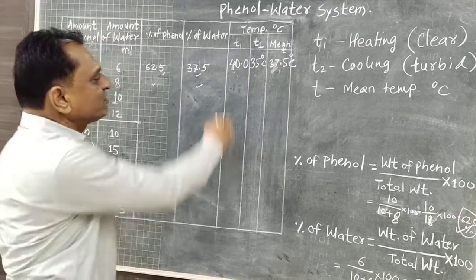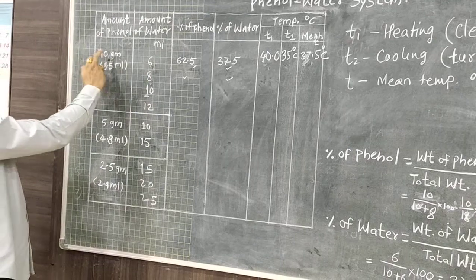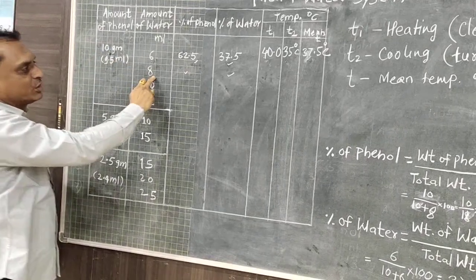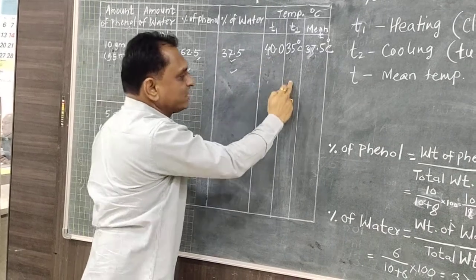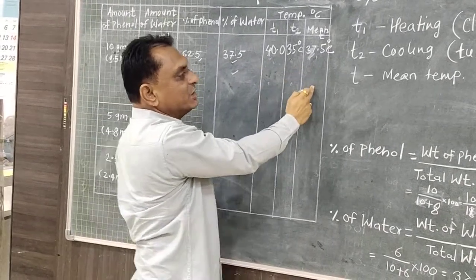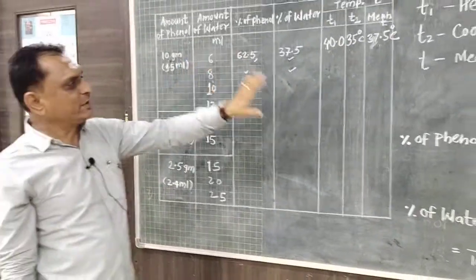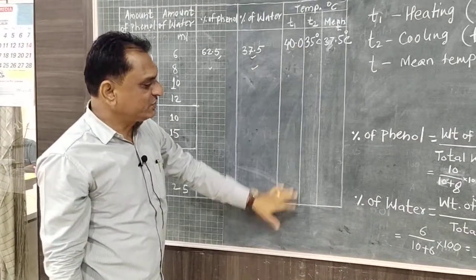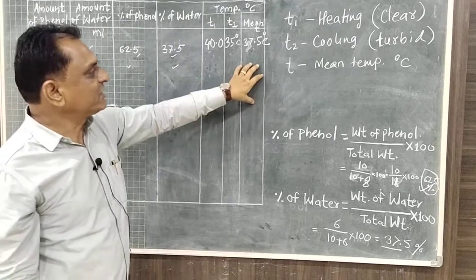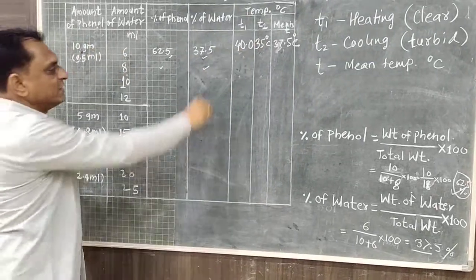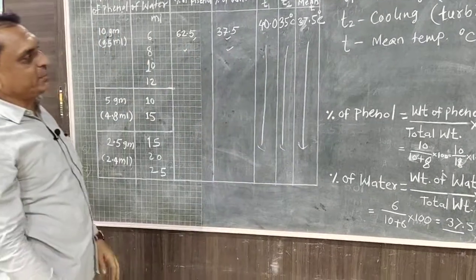The mean is this. In this way, we have to take the reading for every system: 10 gram of phenol, 8 ml of water, the temperature when the system is clear, the temperature when the system is turbid, and the mean value. So in this way, we have to determine two temperatures, T1 and T2, for every system and find out the mean value of the temperature. Here this is the experimental part, and here we have to determine all values of temperature.